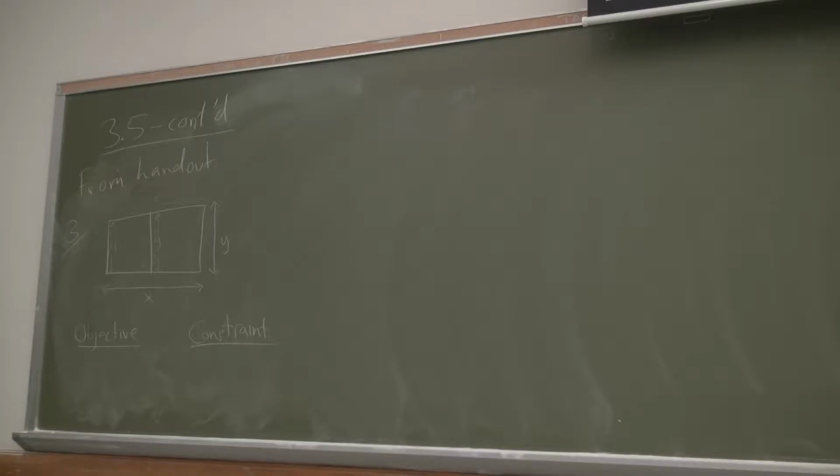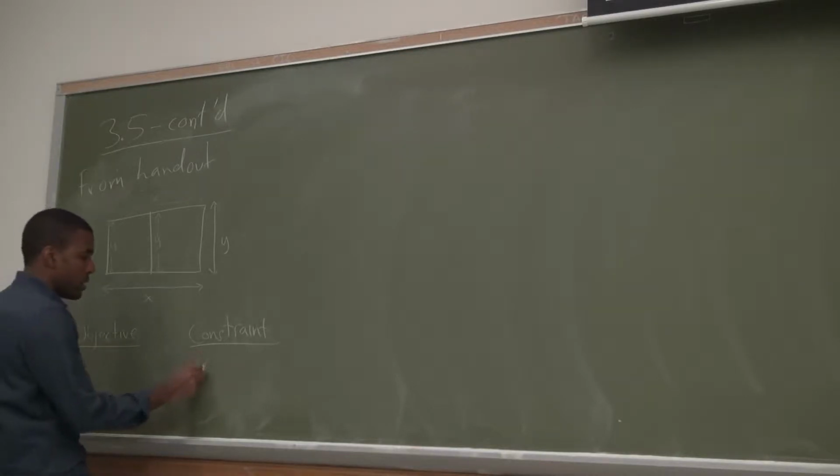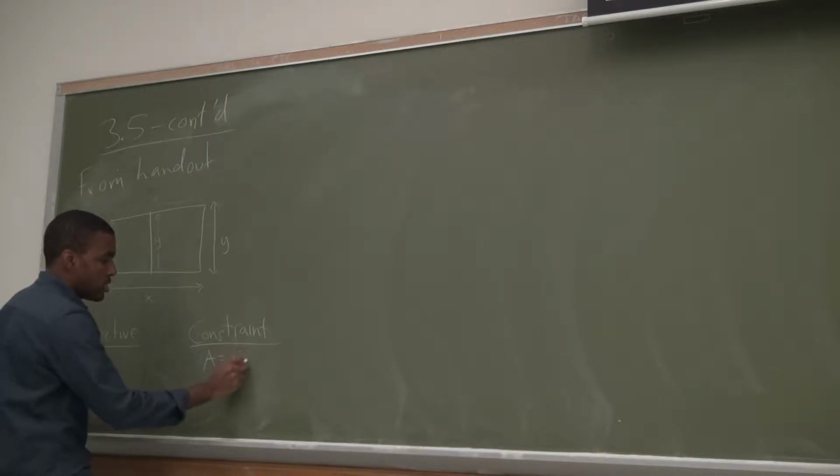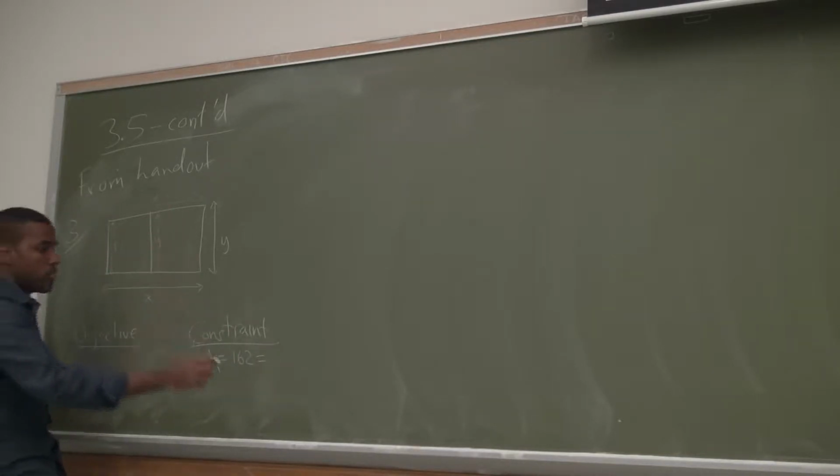So, what is our constraint? 162 square meters. What does that mean? Area. Square units mean area, right? So the constraint is actually the area. The area is going to be 162, but the area that this covers is just x times y. So this is our constraint equation.